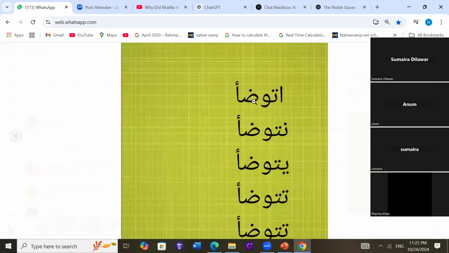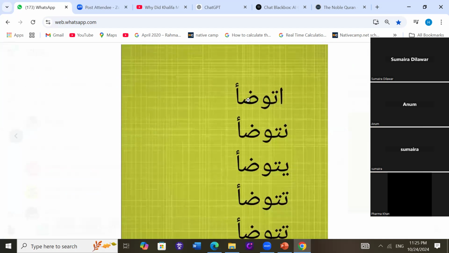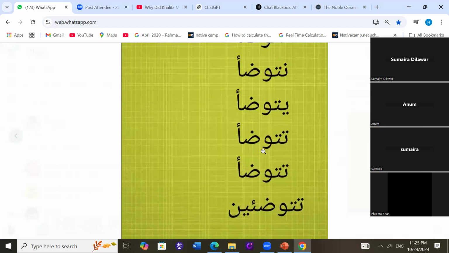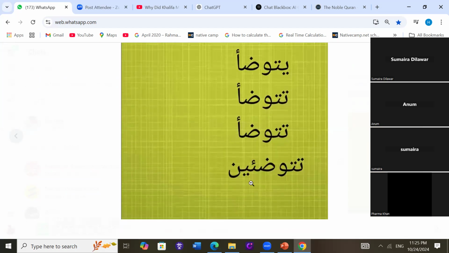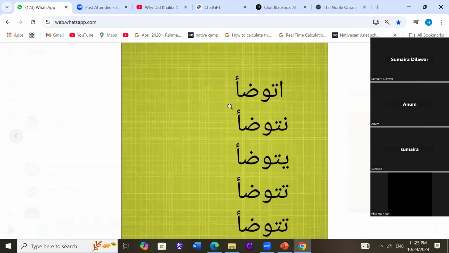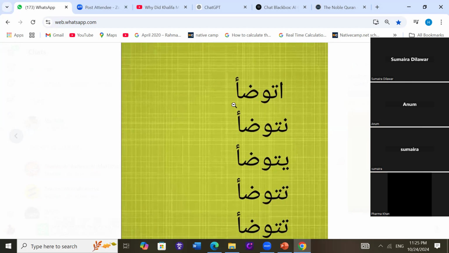Everyone can see this picture. So here: atawadda'u, natawadda'u, yatawadda'u, tatawadda'u, tatawadda'ina. So who will tell me what is all this? These are verbs. Yes. Atawadda'u, I am making ablution.